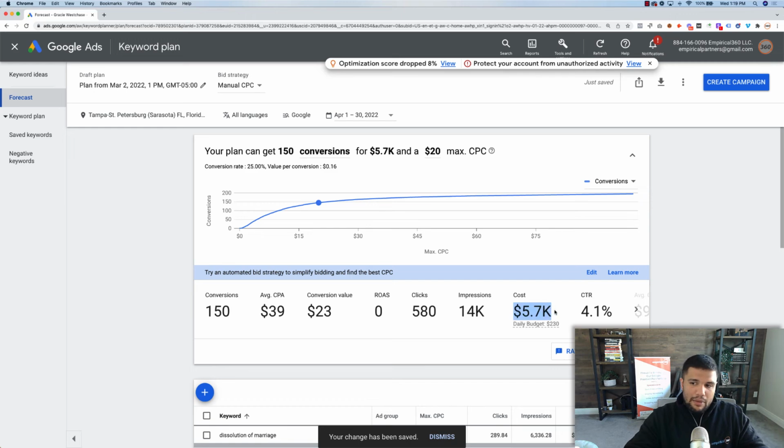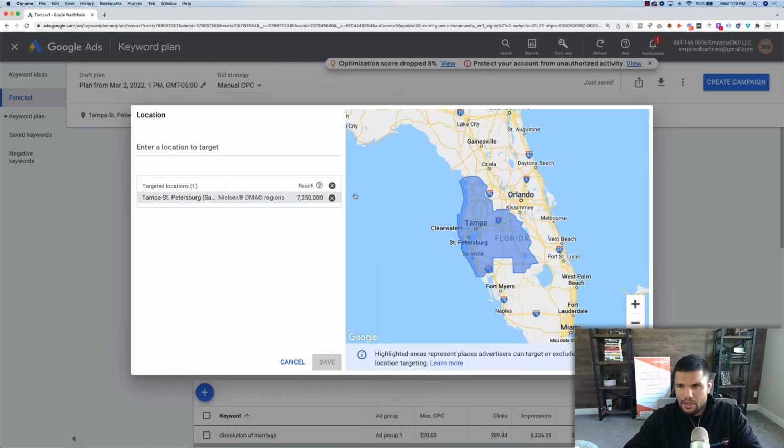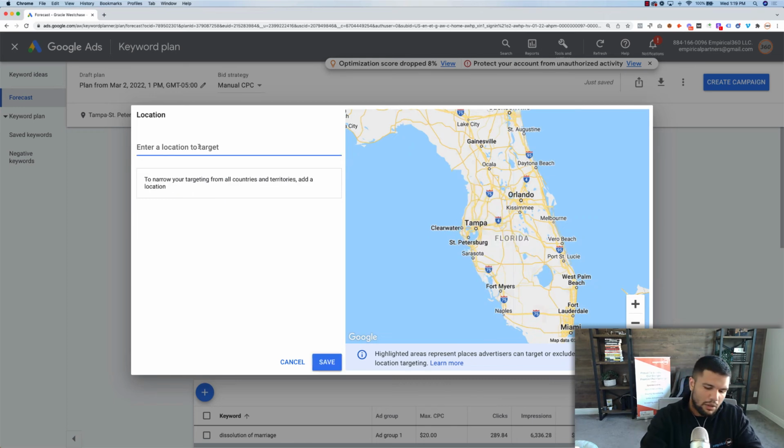So we could spend $5,700, still quite a bit. The metrics actually stayed pretty much the same. I guess Tampa, there's tons of people looking for divorce here. Let me go to a smaller location still. Let's go to St. Pete.